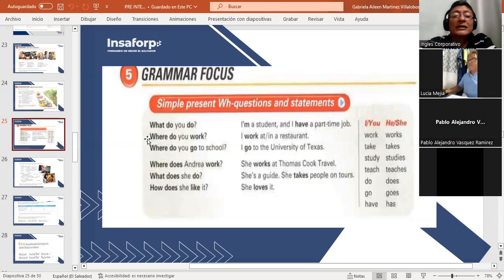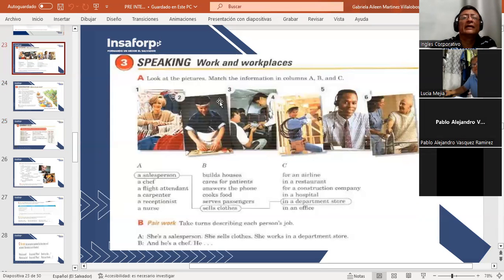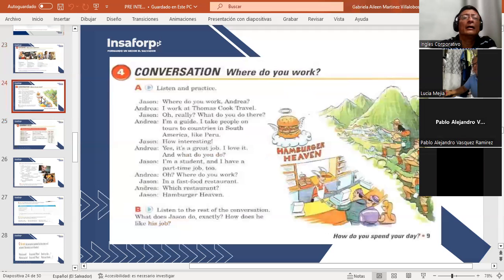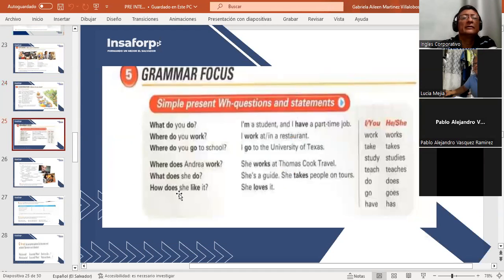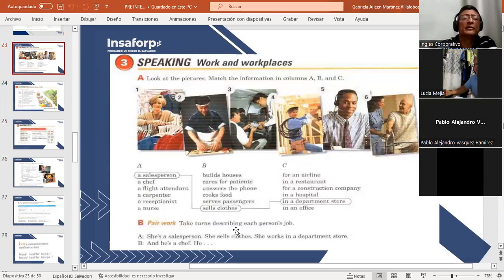I guess this is the new activity for today. Work in workplace. No, this was the last activity. I don't remember. Yeah, we did this activity. We did a salesperson sells clothes. She's a salesperson, she sells clothes. Yeah, I remember that one. Very clear.